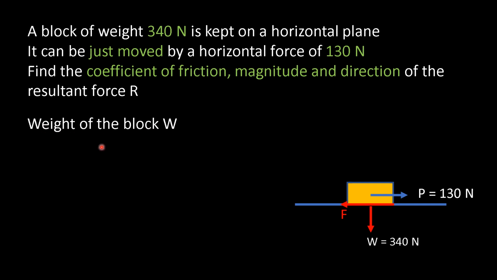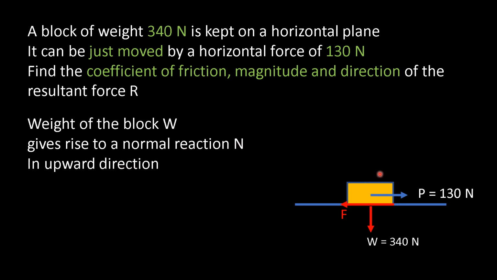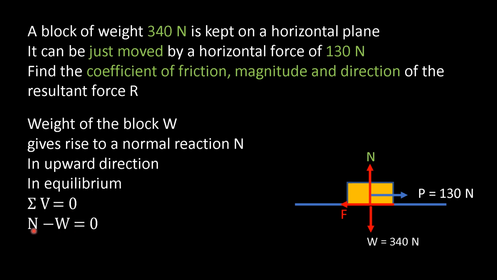We have to find the coefficient of friction, and the magnitude and direction of the resultant force R. Weight of the block W gives rise to a normal reaction N in the upward direction, like this. In equilibrium, sum of vertical forces equals 0. So N minus W equals 0. N is positive because it is upwards. W is negative because it is downwards. So N equals W, which is 340 Newton. So the normal reaction N is 340 Newton.